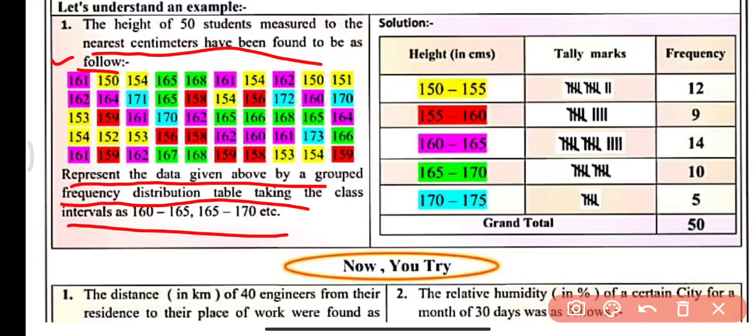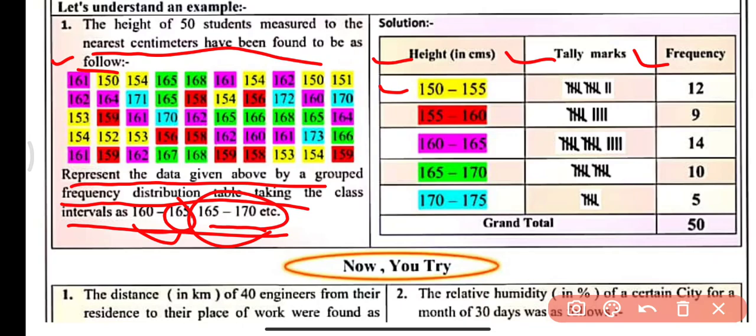आप देख सकते हैं कि 5 के डिफरेंस पे क्लास इंटरवल बनाने हैं, बट ये क्लास इंटरवल कंटिन्यूस क्लास इंटरवल होने चाहिए. जैसा कि आप देख सकते हैं 160 to 165 एंड 165 to 170. सो देखिए हम 165 को इस इंटरवल में इंक्लूड नहीं करेंगे, 165 इंक्लूड होगा 165 to 170 में. So we can make 3 columns here: height in centimeters, telemarks and frequency.